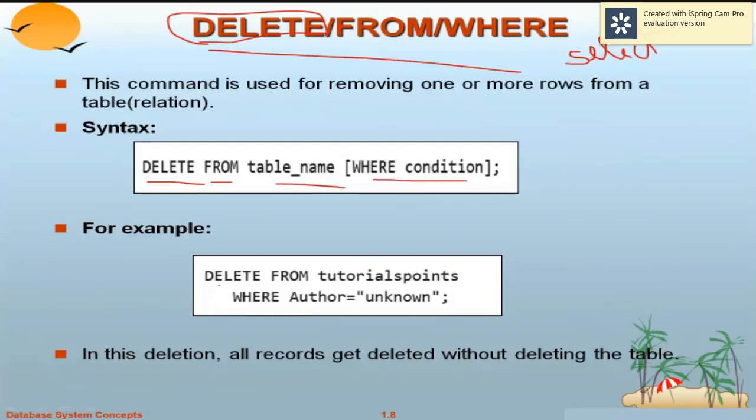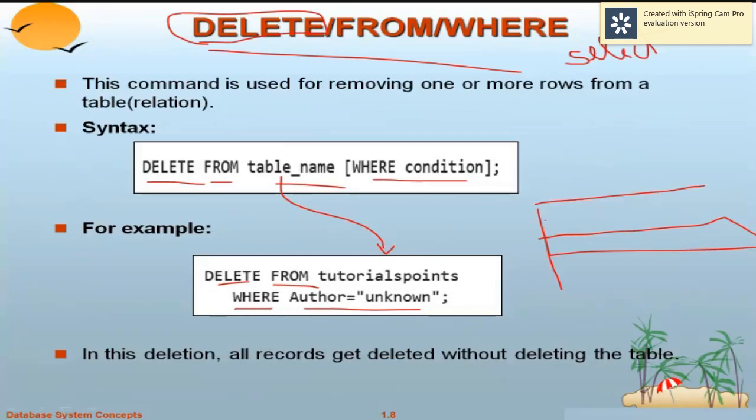So you see, look into the example. Delete from tutorials point. Tutorials point is a table name, and where author is unknown. So you want to delete all those records whose author name is unknown. In that case, there won't be any record of the books whose authors are unknown. It's going to delete all those records.